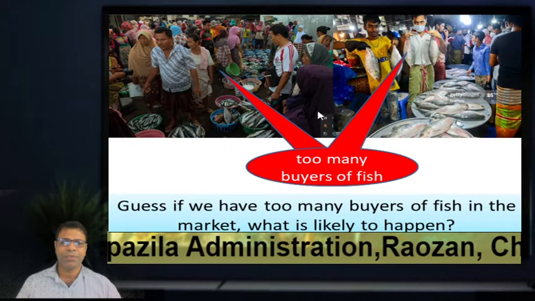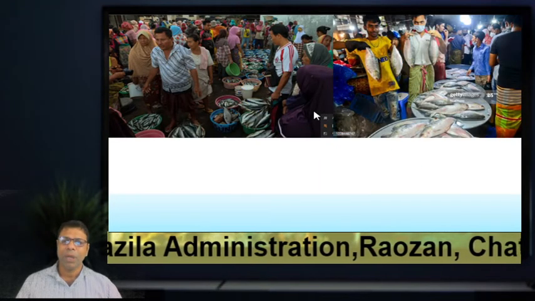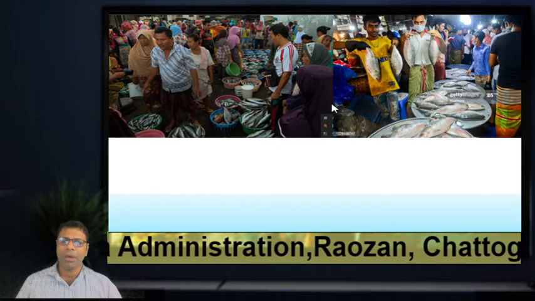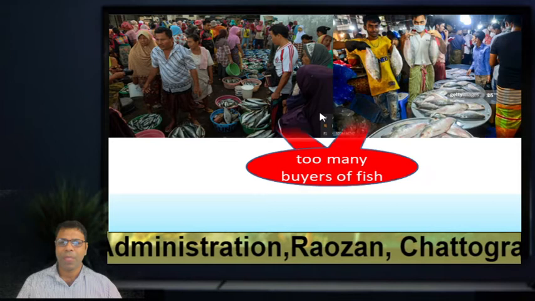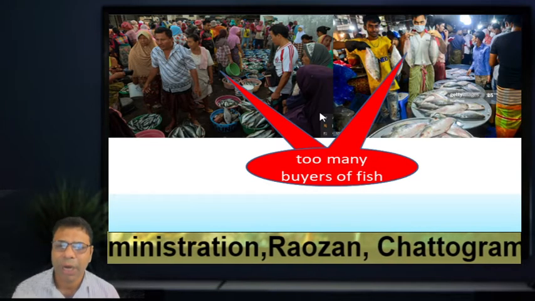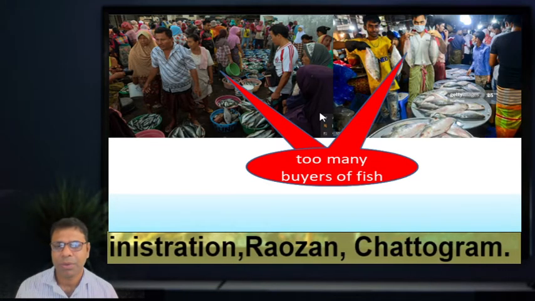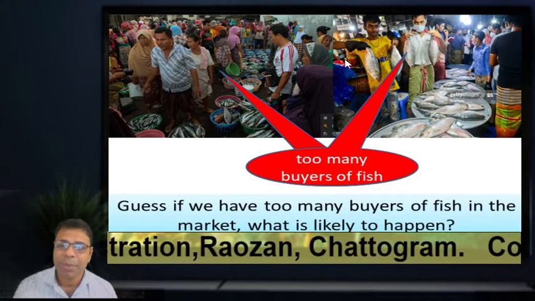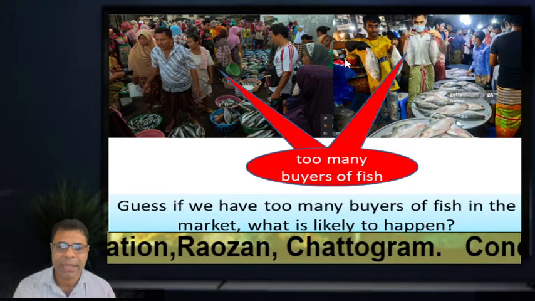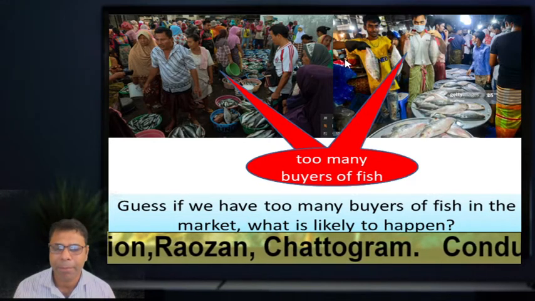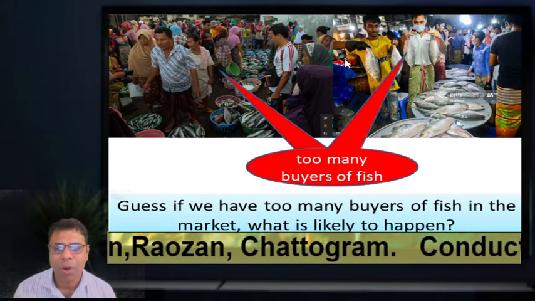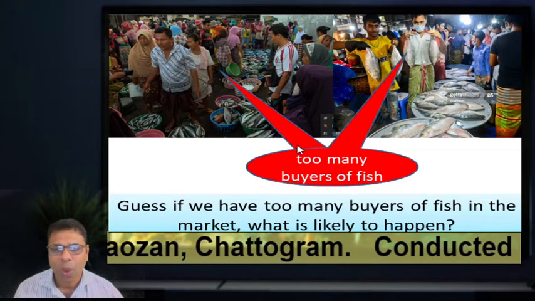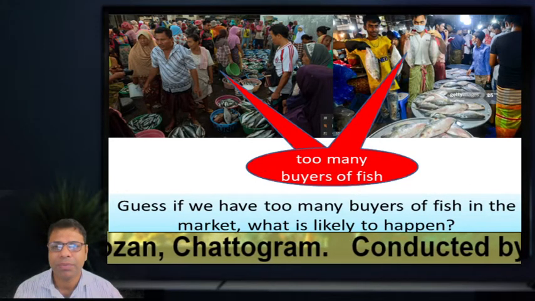Dear learners, look at the pictures. Now there are too many buyers of fish. Dear learners, this is my question. Guess, if we have too many buyers of fish in the market, what is likely to happen?